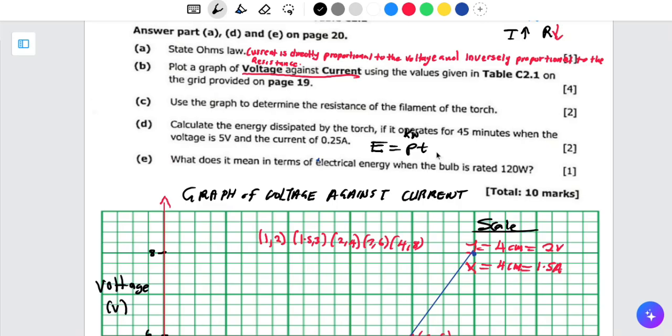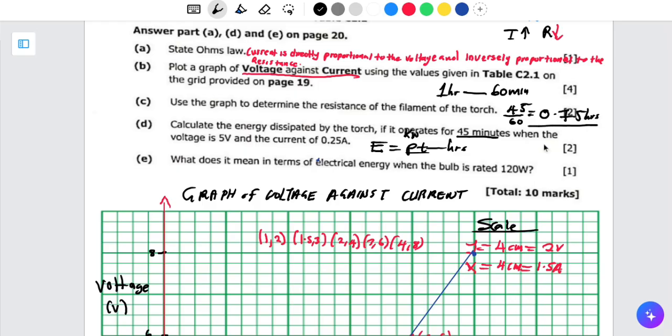Then when it comes to the time, it has to be in hours. So meaning to say we need to convert our 45 minutes into hours by dividing it by 60, since we know that 1 hour is equivalent to 60 minutes. So we are going to say 45 divided by 60 for us to convert that into hours. So I'm getting 0.75 hours. So this is our time.